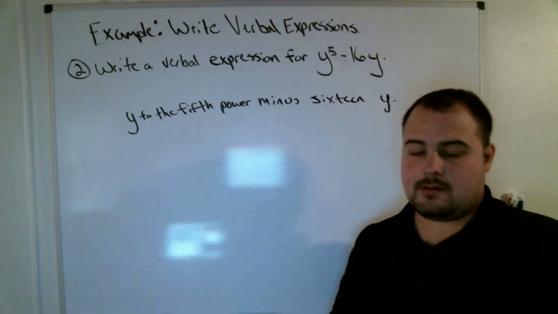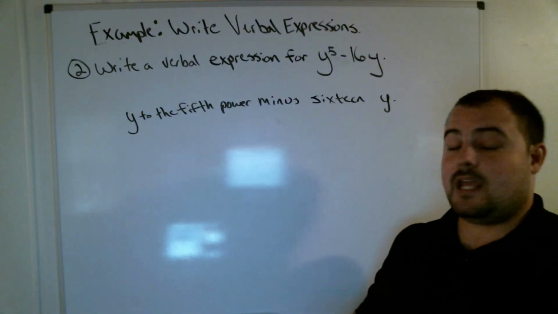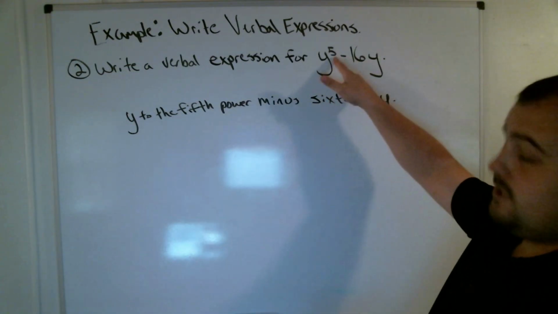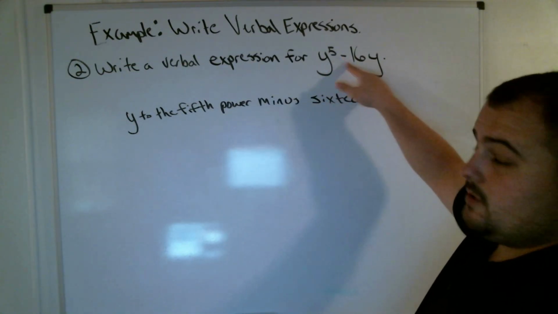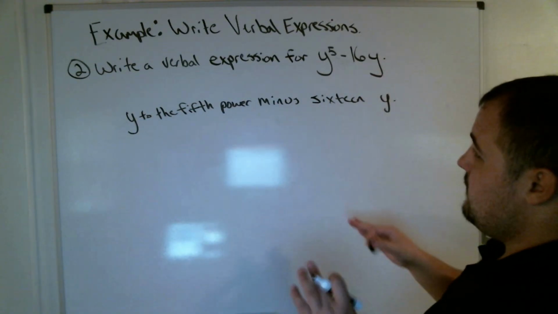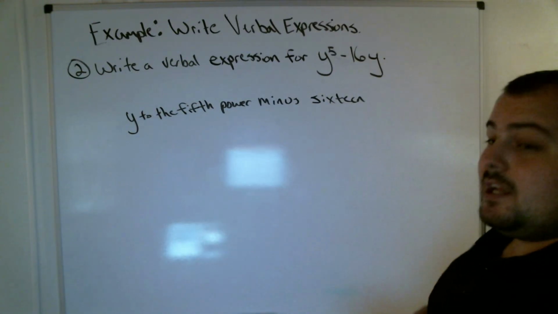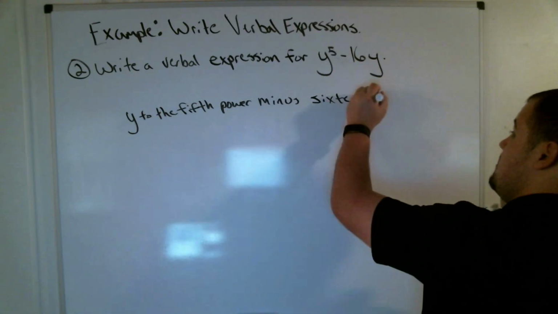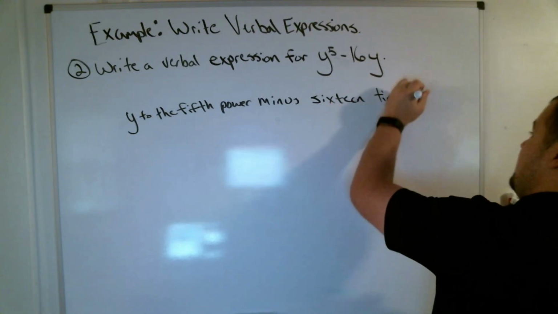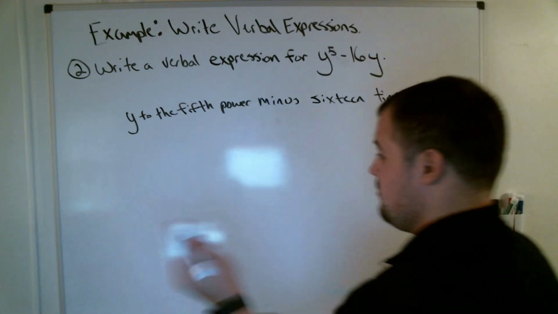So a lot of you would probably write this: y to the 5th power minus 16y. Technically that is wrong, because if we look at this problem, y is to the 5th power. We are taking away 16, but what is 16 doing with y? So I have to say exactly what's happening with 16 and y. So I'm going to erase that y, and I'm going to say that 16 is actually multiplying y: 16 times y.